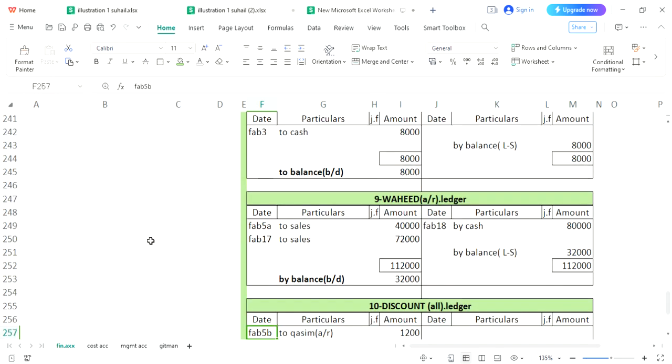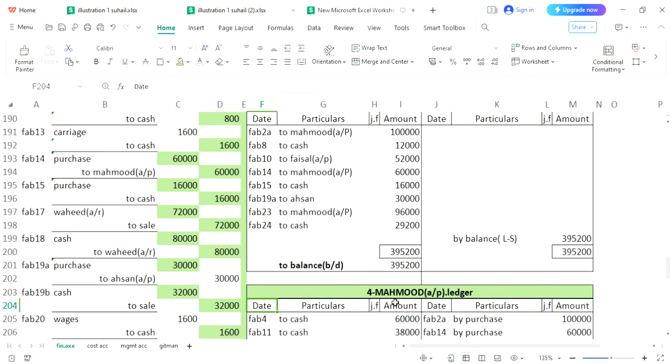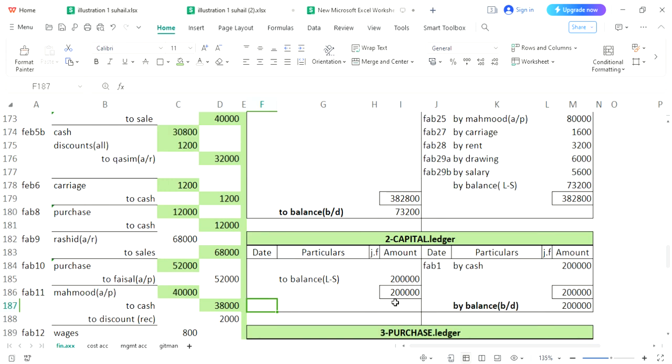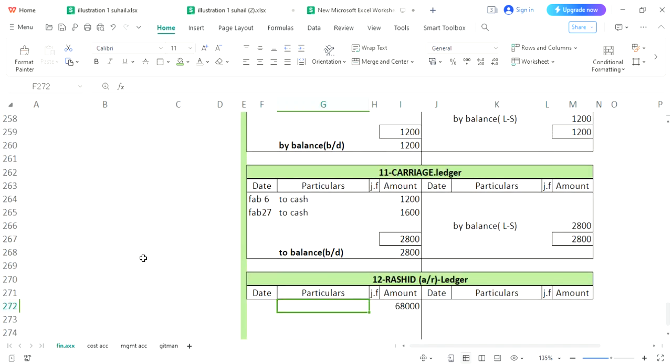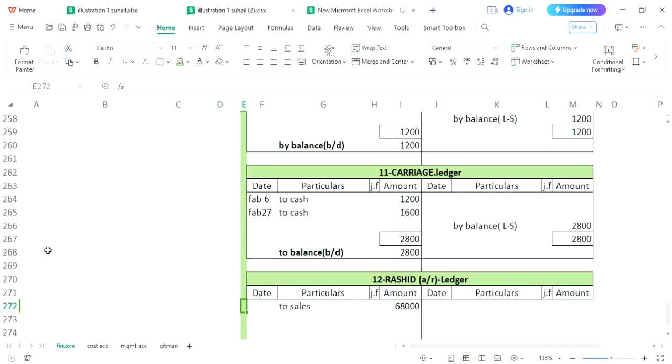68,000 is written on debit side. So you will write 68,000 in amount column. Now see reference of this 68,000. Here to sale is written on the opposite side of Rashid. This sale will be used to write the reference in particular column. Now see the date for 68,000. It was February 9. So put date Feb 9 over here.